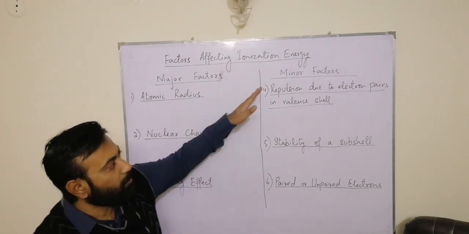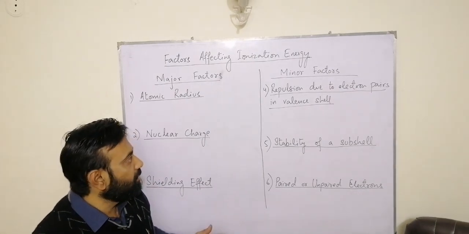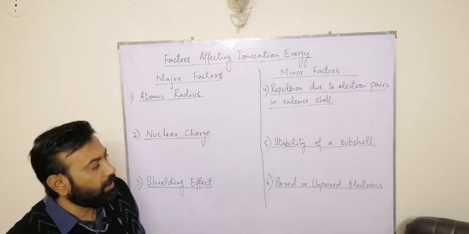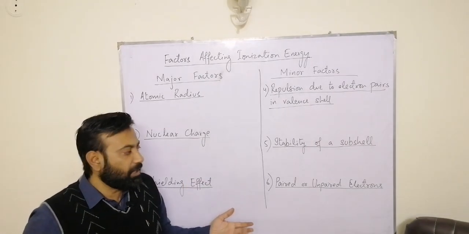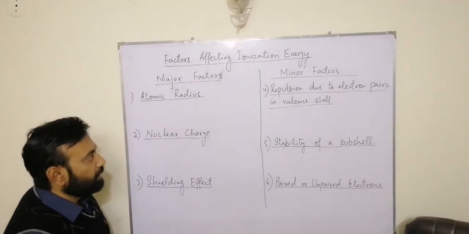Now there are 3 minor factors which also affect the amount of ionization energy. First one is repulsion due to the electron pairs in the valence shell, then stability of a subshell, and the last one paired or unpaired electrons. I will try to explain all of these. First, let us look at the atomic radius.